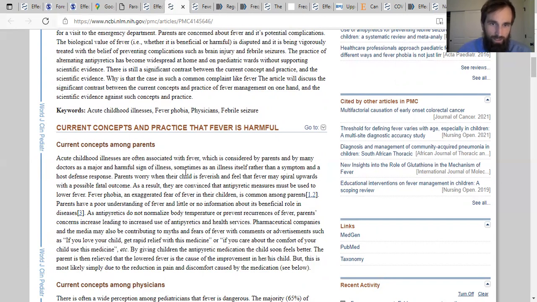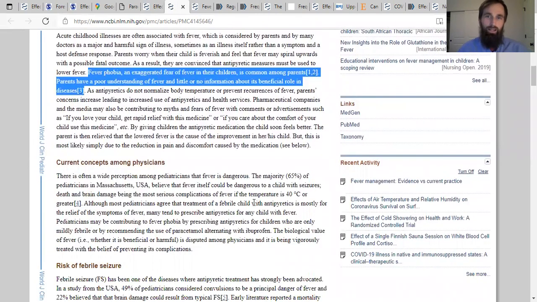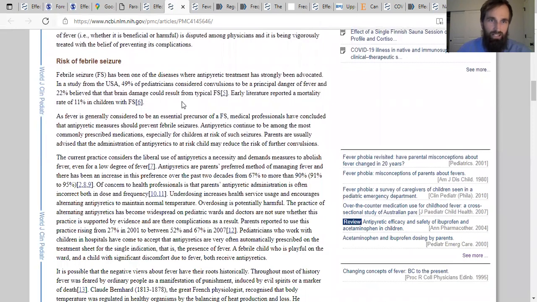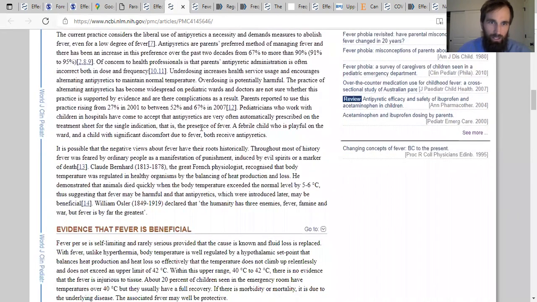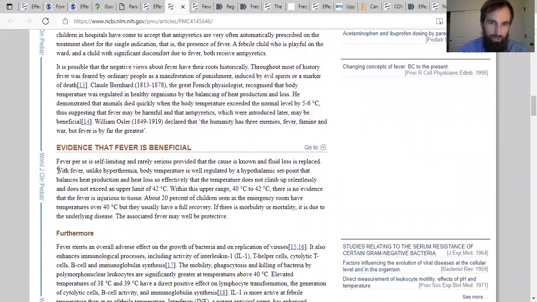So the concept is that fever phobia, an exaggerated fear of fever in children, is common among parents. Parents have a poor understanding of the fever and little or no information about its beneficial role in disease. A lot of us, not just parents, have no idea what the beneficial role of fever is. So there are some risks if the fever gets too high. However, if you're monitoring it closely, there's no reason to have a fever phobia.